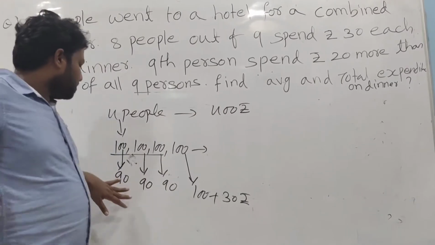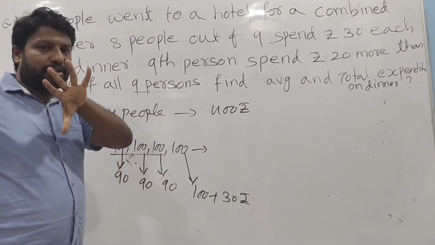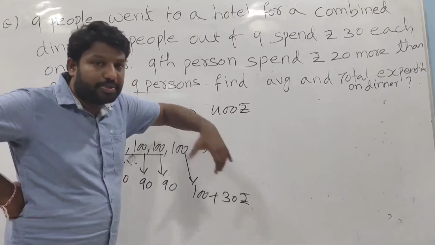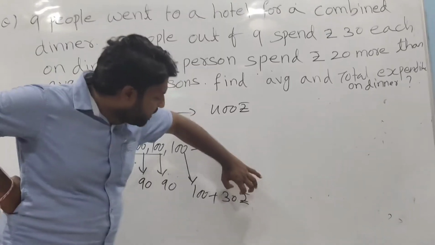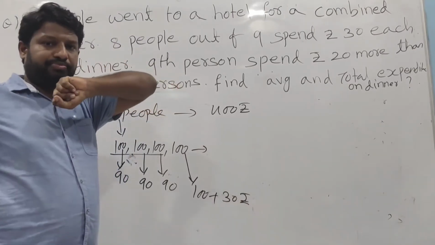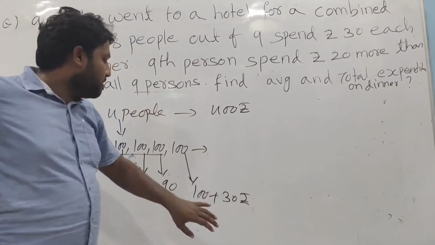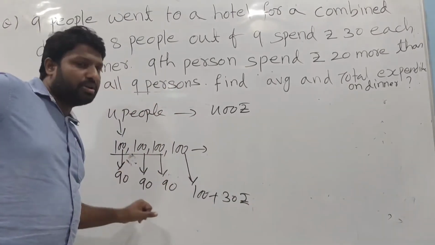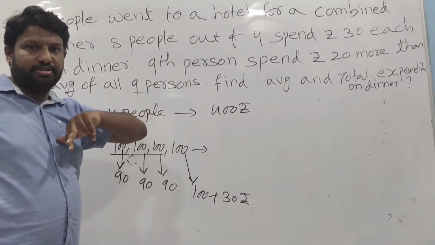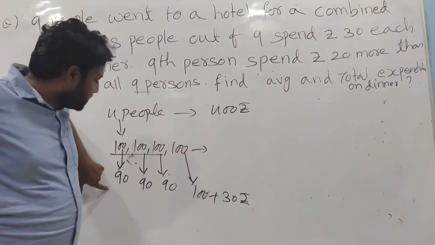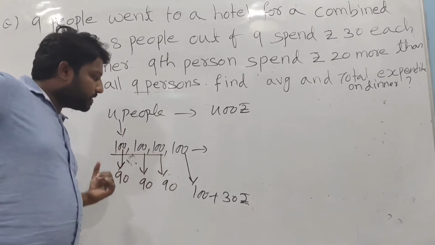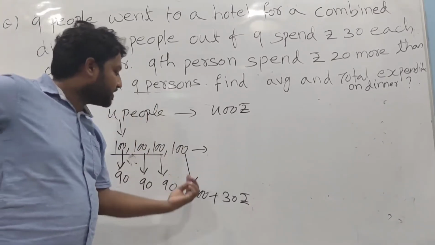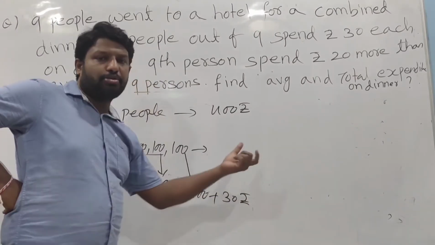Now see this. These 3 people have contributed 30 rupees less, so this person contributed 30 rupees more. Why did this person spend 30 rupees more? Because these 3 people contributed less: 10 rupees less, 10 less, 10 less, total 30. These 3 people contributed 30 rupees less. That's why this person is spending 30 rupees more.